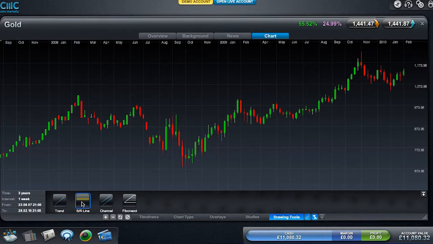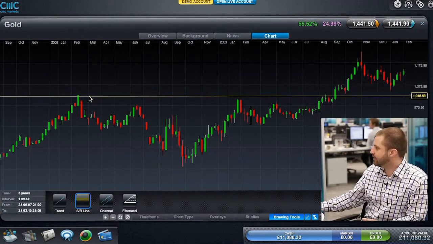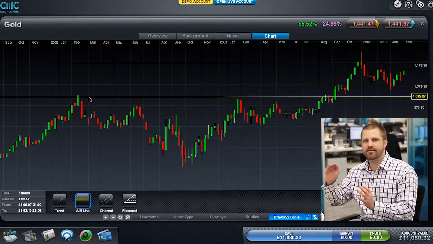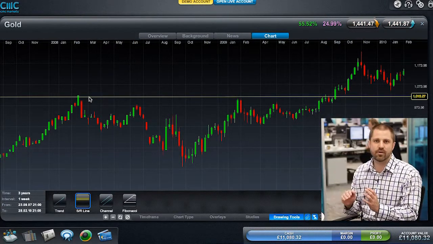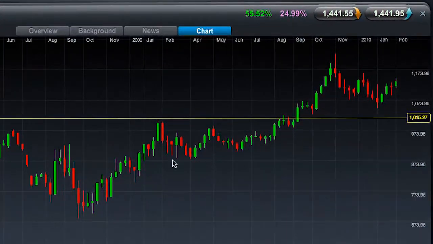If we click the S&R line, we can clearly identify an area just around about this level, about 1015, that each time the market starts to reach that level, it starts to drop down in value. So we'll click here and release that. So you see the market approach this level, fall in value, approach this level and start to fall in value.